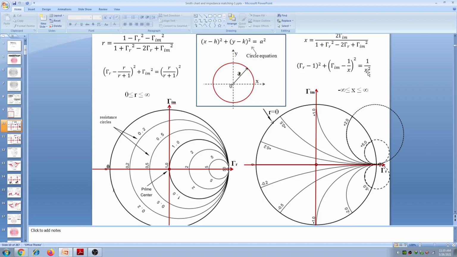For every value there is a circle, from minus infinity to plus infinity. Whatever circles are shown above are the upper part of the chart. These circles are associated with positive values of X, the positive reactance circles: plus 1, plus 2, plus 5, 0.5, 0.2, and so on. And X equal to 0 coincides with the horizontal line here.